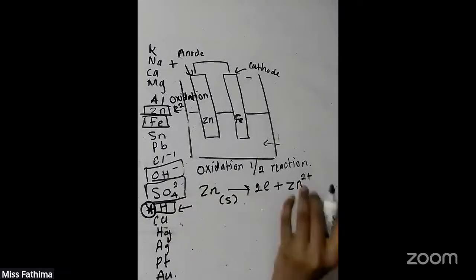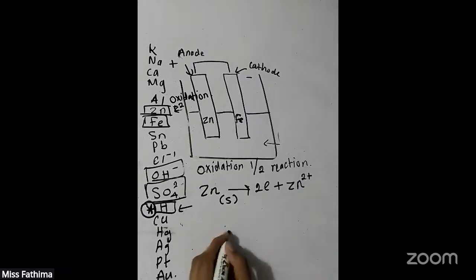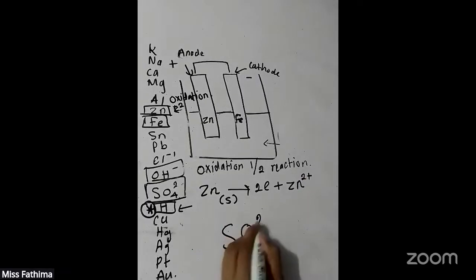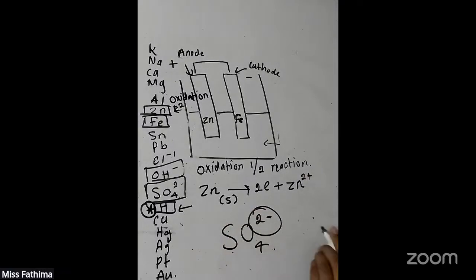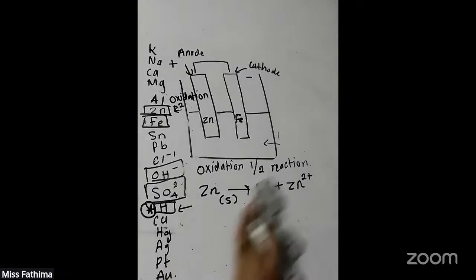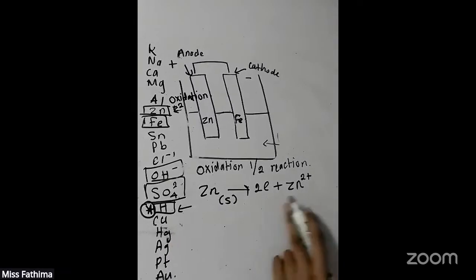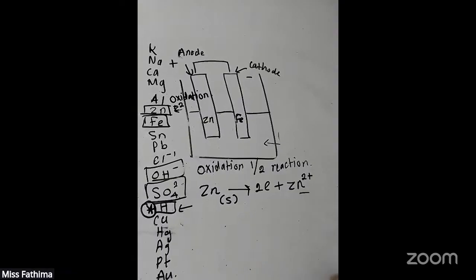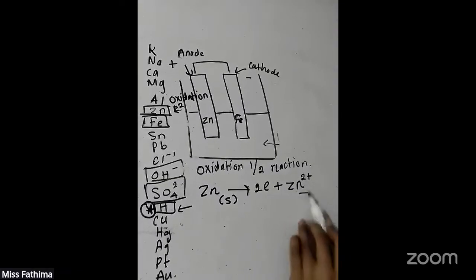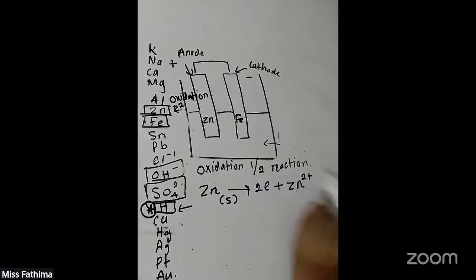The valency of zinc is 2. Similarly, SO4 2-, how do you get that? If SO4 gains 2 electrons, it will get this form. Similarly, in order to become stable, zinc has to lose 2 electrons. If it loses 2 electrons, it will become Zn 2+ in the aqueous medium. So this is the oxidation half reaction.